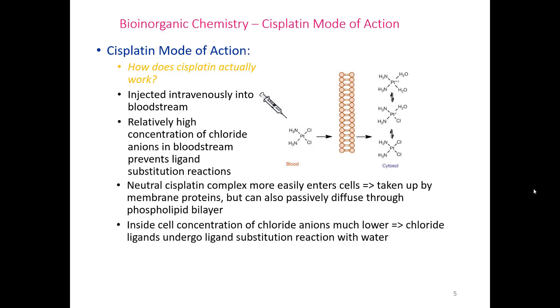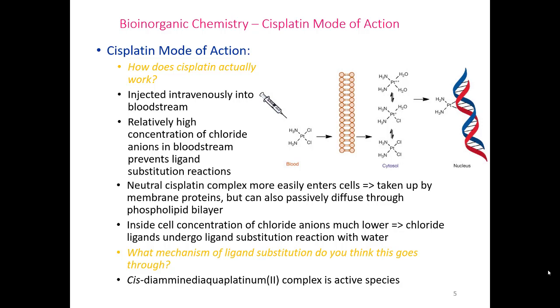Inside of the cell, however, the chloride ligands are substituted because the concentration of chloride anions is much lower. Once again, you should be able to justify why the chloride ligands are prone to substitution, and you should be able to identify the likely mechanism of substitution. The reaction shown right here is likely to go through an associative ligand substitution reaction because the platinum complex is a 16-electron species and coordinatively unsaturated with small ligands. The cis-diamine diaquoplatinum(II) that forms inside of cells is actually the active species that causes cell death.